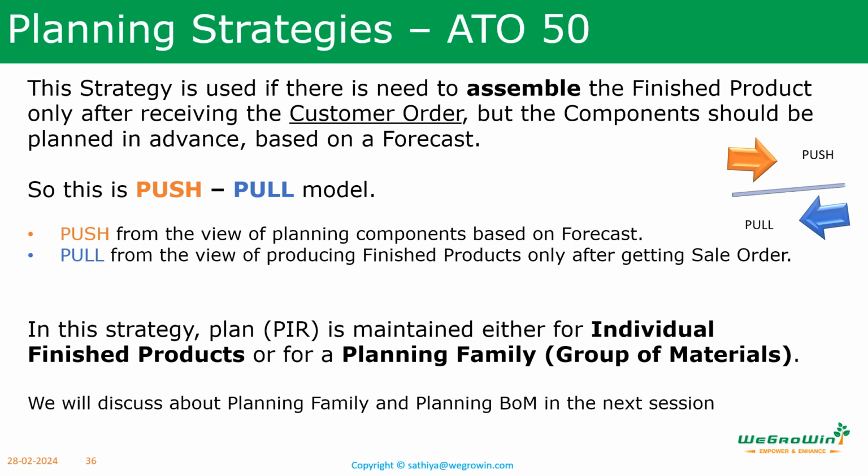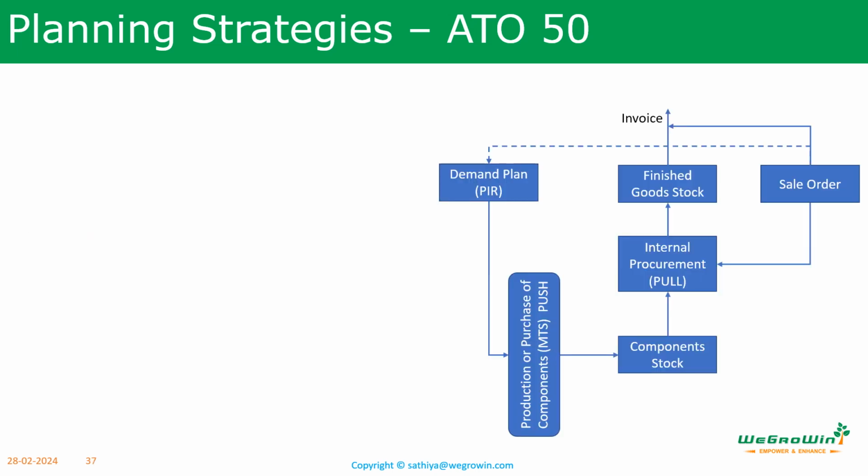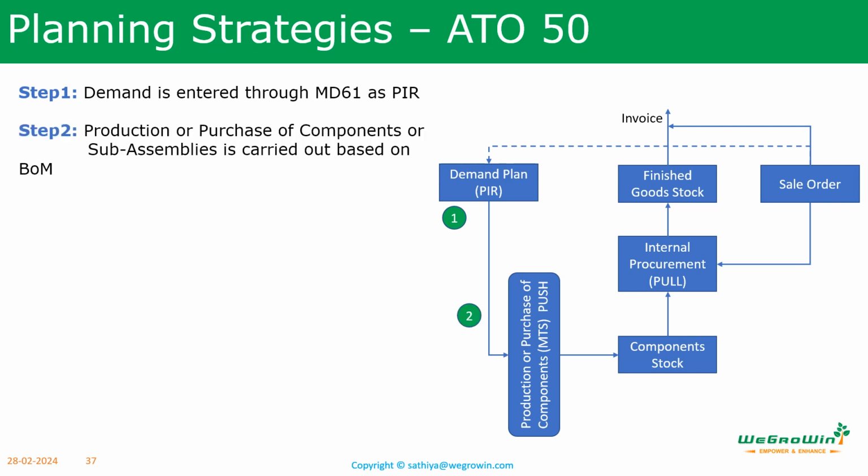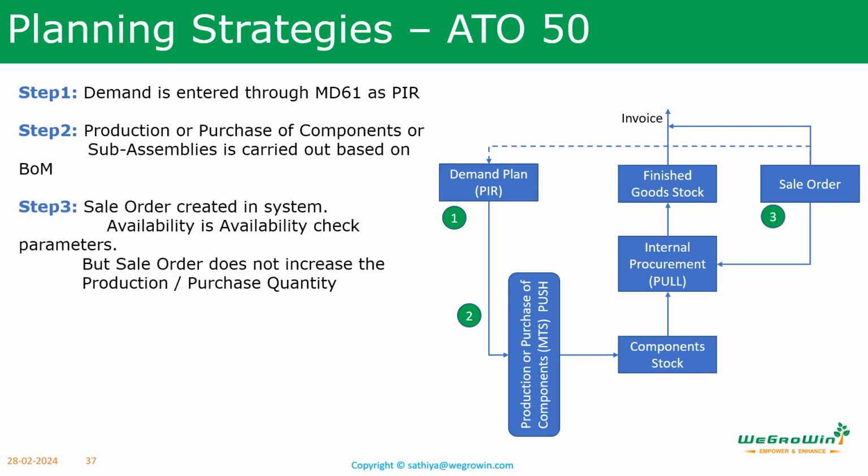In this strategy, the planned independent requirement is maintained either for individual finished products or for a planning family, which is a group of materials. What is a planning family? What is a planning BOM? We'll discuss in the next session. How does strategy 50 work? Demand is entered through MD61 for a finished product or for a planning material. The production or purchase of components or subassemblies is carried out based on the planning BOM or the product BOM, depending on the entry we make for the PIR.